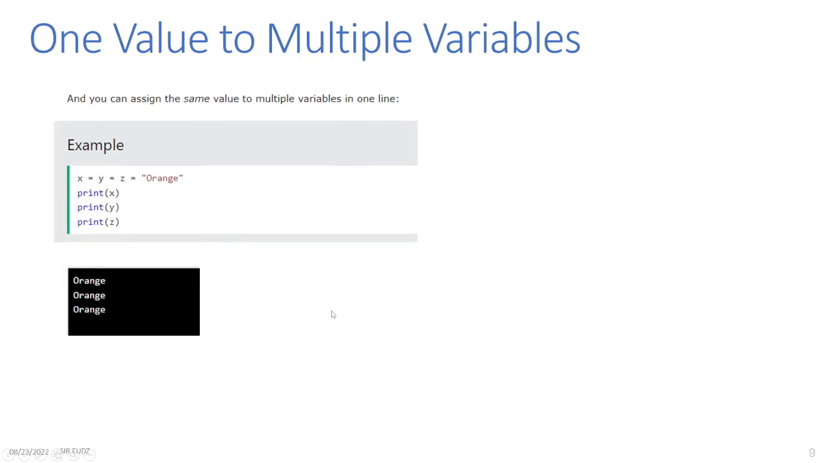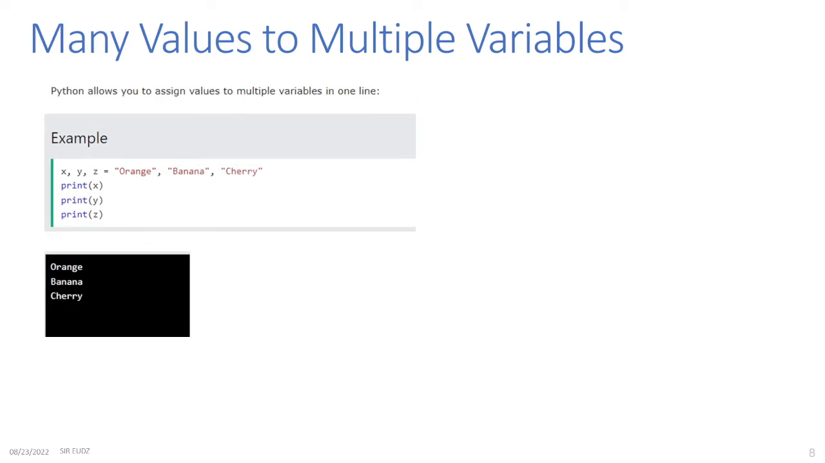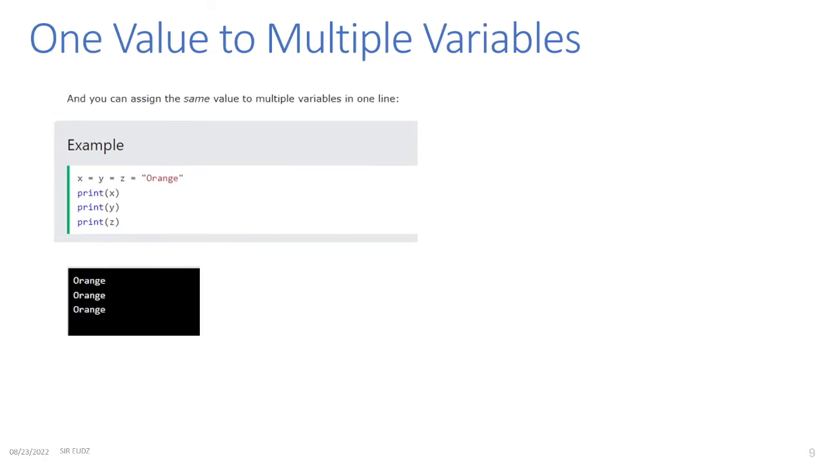One value to multiple variables. We can also assign one value to multiple variables. Previously we had multiple values to multiple variables. Here we have multiple variables but only one value. So here we have x = y = z = orange. Their values are actually similar: orange. If we print x, it will print orange here. Print y, again orange, and then print z will again print orange.